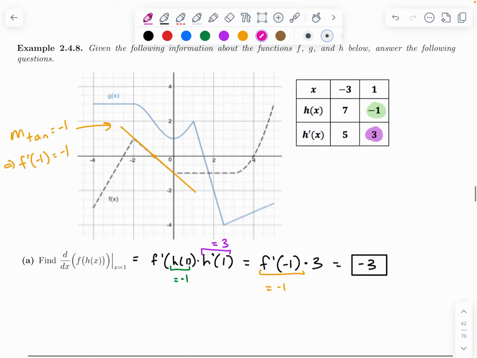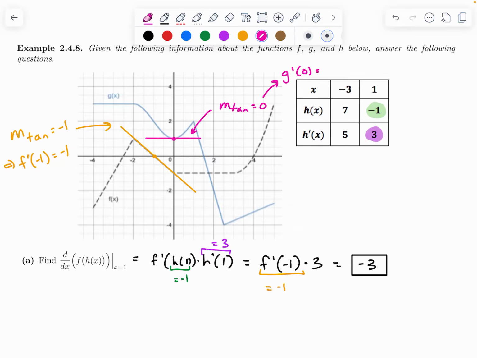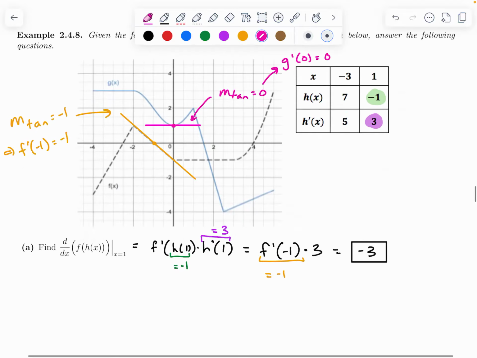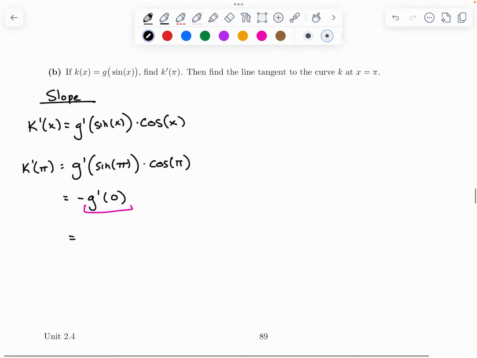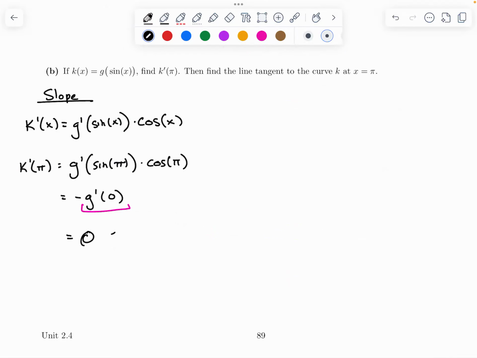So the graph of g is given in blue. If I were to try and find g prime, that would be the tangent line slope at 0. So there's g of 0. G of 0 is 1, but g prime of 0 is the slope of this tangent line. M tan equals 0, so that means that g prime of 0 equals 0. So k prime of pi is equal to negative 0, which is just 0. And that, in fact, is the slope of our tangent line.